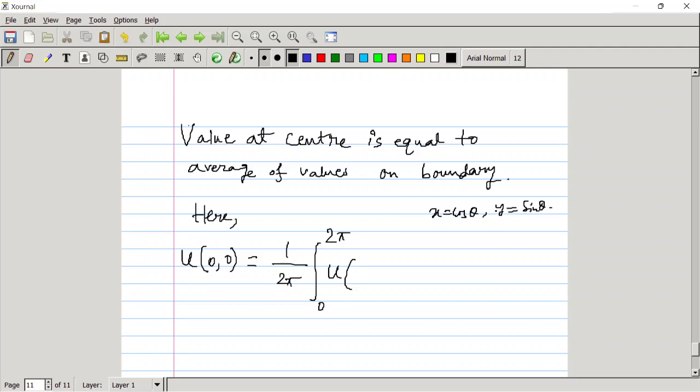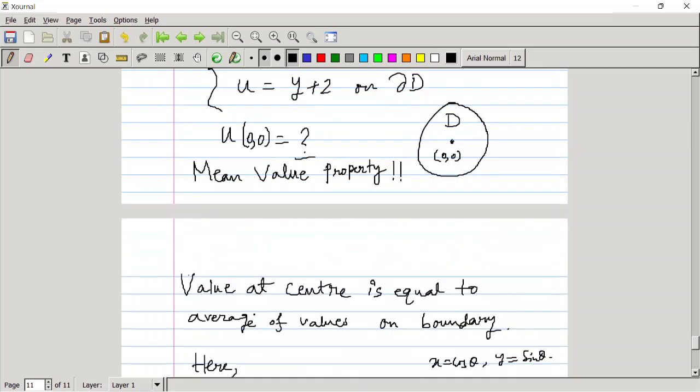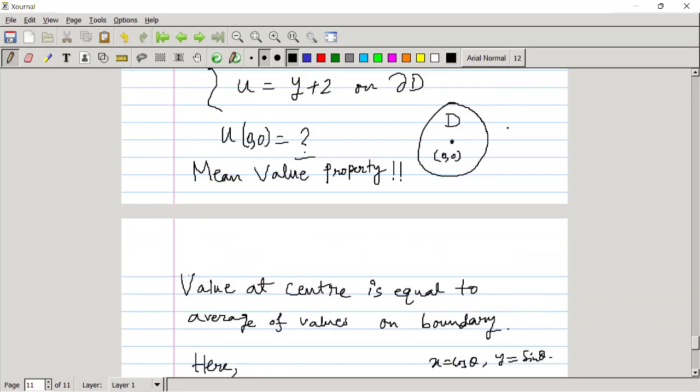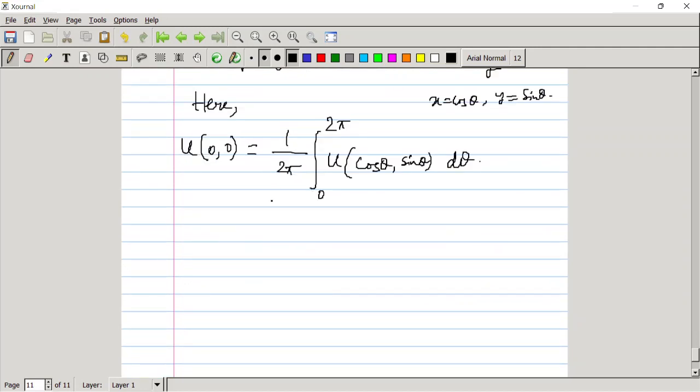x equal to r cos theta and r sin theta. My r is 1 here. Radius is 1. So U at cos theta, comma sin theta, d theta. This is the average of a function. Why did I take 1 by 2 pi? Because my whole interval is from 0 to 2 pi. Average means dividing by the total value, and the total value of theta is 2 pi.